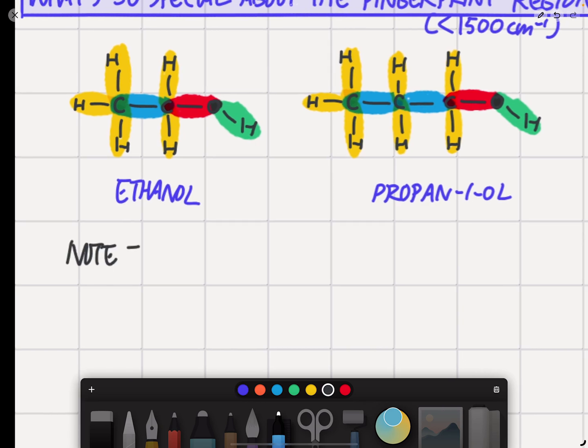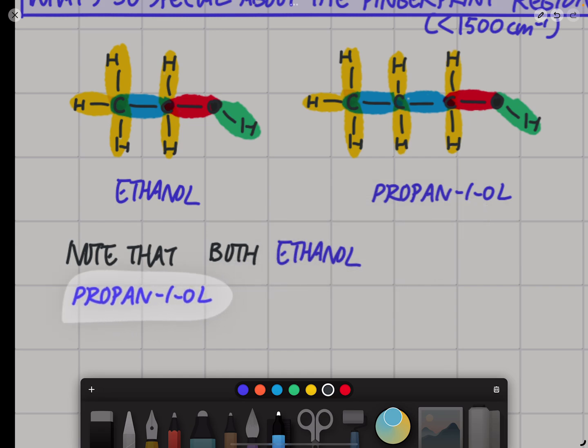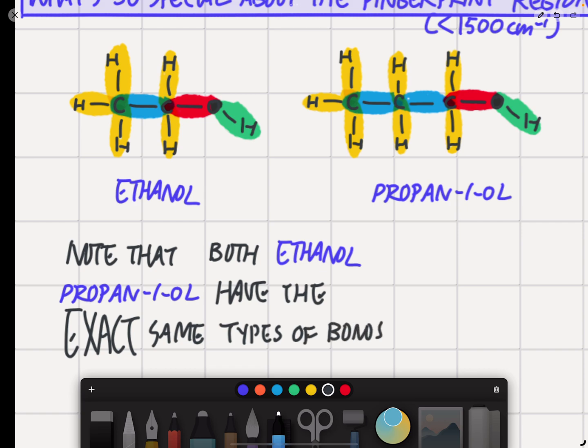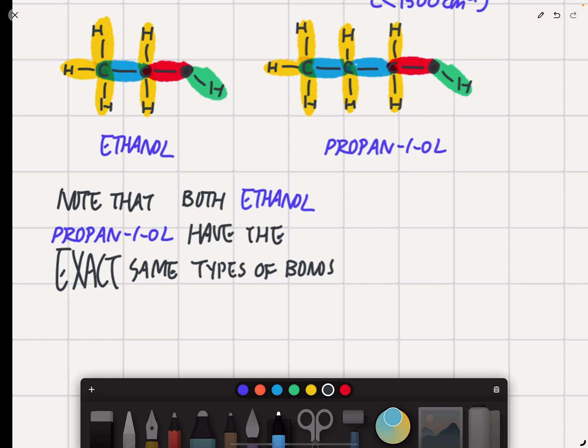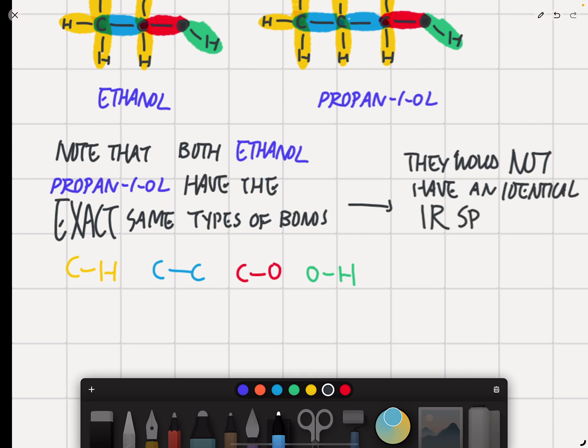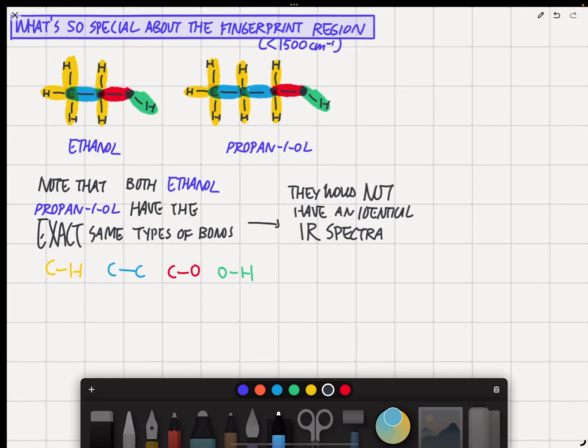Note that both molecules, ethanol and propan-1-ol, have the exact same types of bonds. Notice the word type. The types of bonds are CC, CH, CO single bond, and then the OH. So four types of bonds. Does that mean they will have the exact same IR spectrum? Well, no. They would not have an identical IR spectrum, at least not at the region lower than 1500 cm^-1.